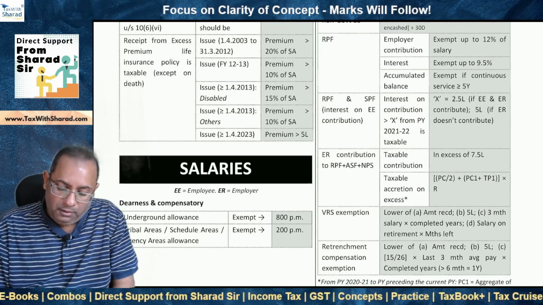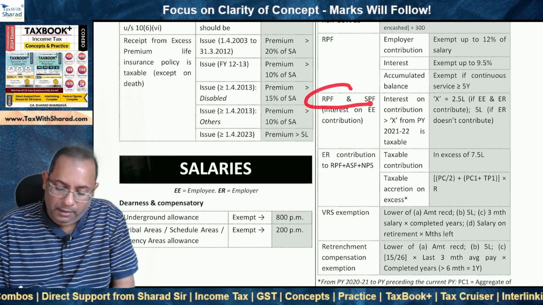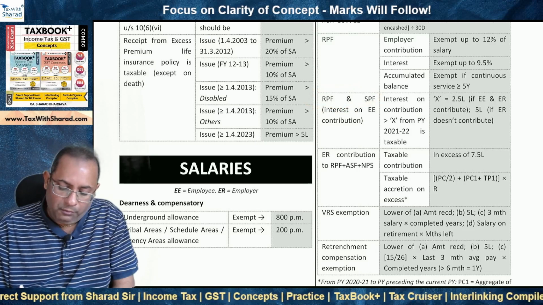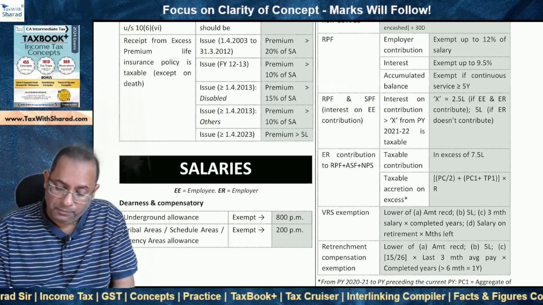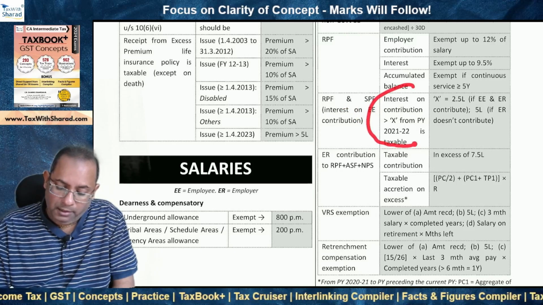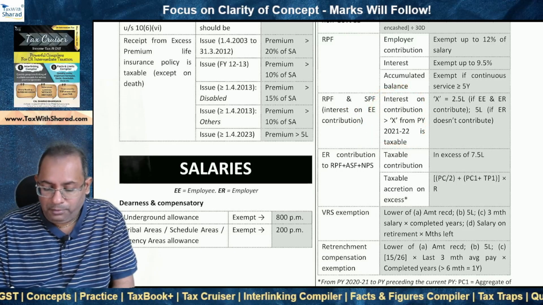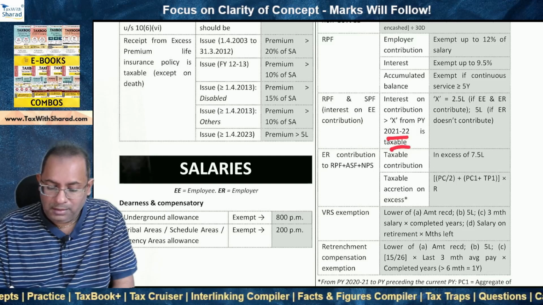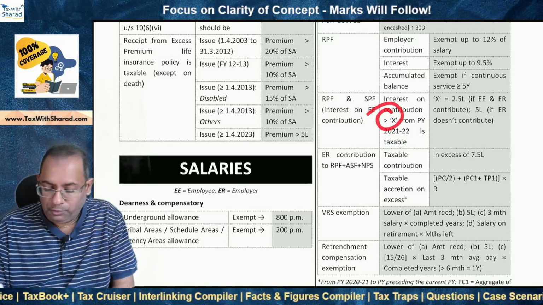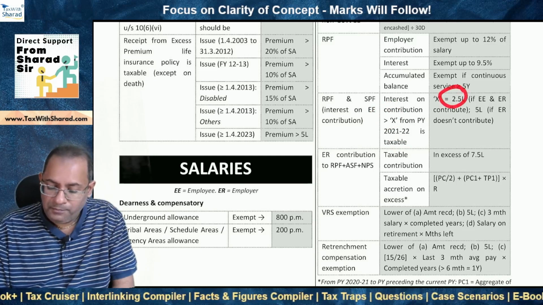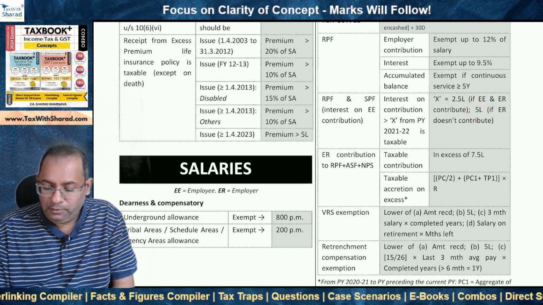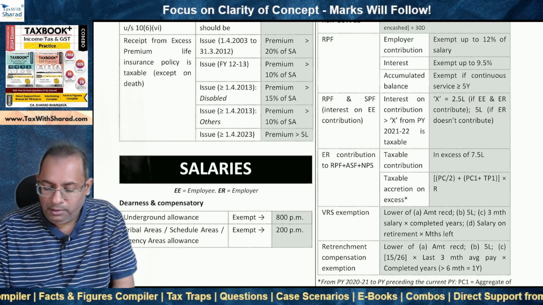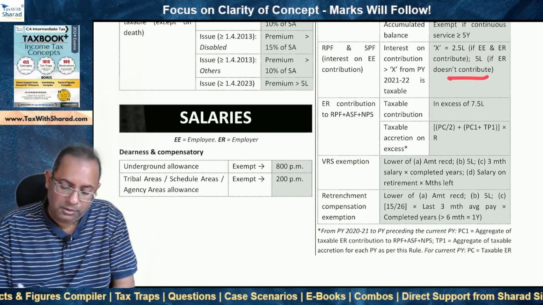In the case of Recognized Provident Fund and Statutory Provident Fund, what about interest on employee contribution? Interest on contribution greater than a particular amount, from previous year 21-22 onwards, is taxable. And what is this particular amount? It is 2.5 lakh if both employee and employer contribute. However, it is 5 lakh if the employer doesn't contribute and only the employee contributes.